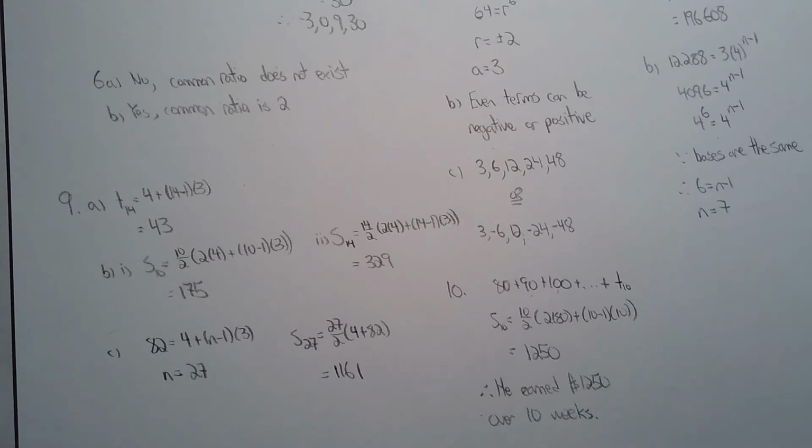For question 10, it's another arithmetic series. Yep, it's an arithmetic series because the earnings are growing by 10, and you want to find the earnings over 10 weeks. So you're basically finding the sum of the first 10 terms of this series.